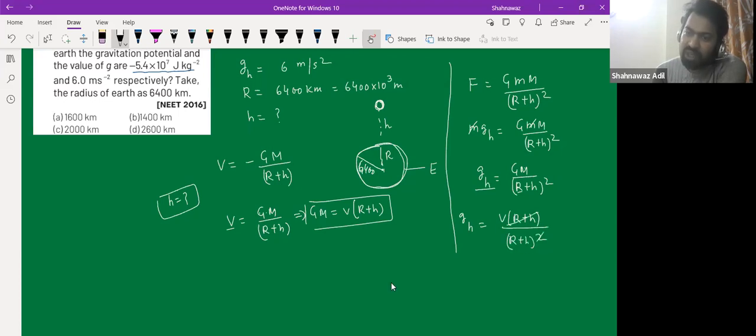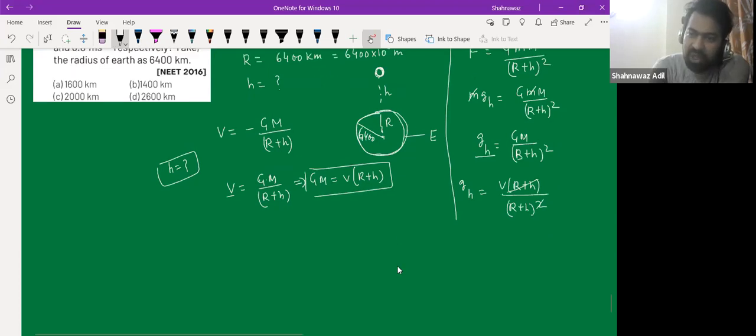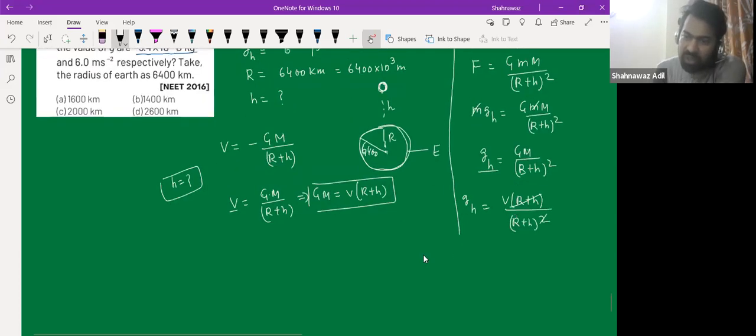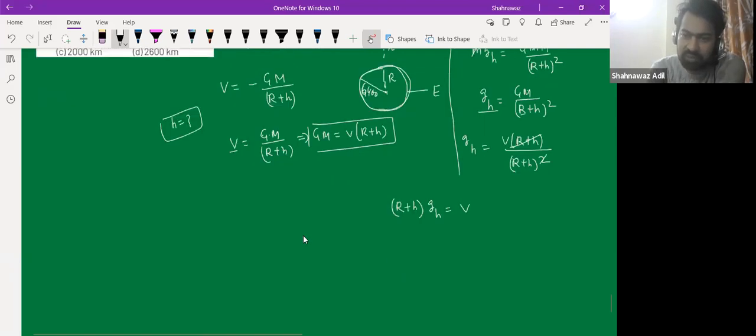So one (R + h) will cancel. What would be in here? R + h into gh would be simply V. So R is 6400 km, or we can put the value of gh as well. So R + h is V by gh.